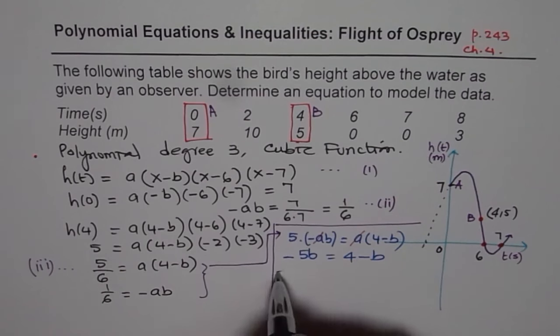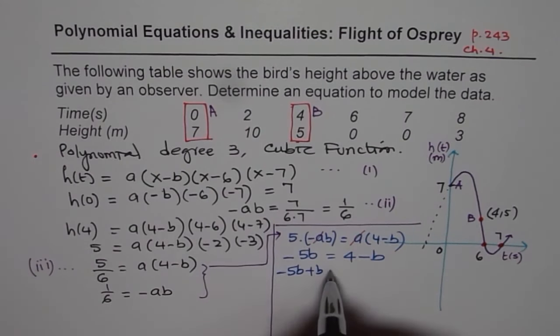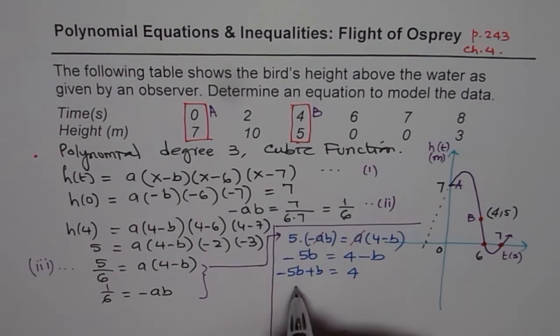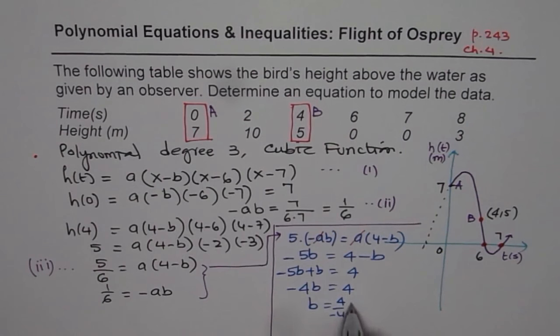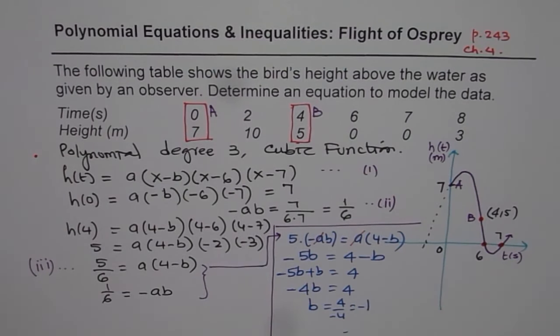So if I bring B to, so minus 5B plus B equals to 4, or minus 4B equals to 4, that gives us B equals to 4 divided by minus 4 equals to minus 1. Good job. So B is minus 1. Okay, further. Now we know B is minus 1.